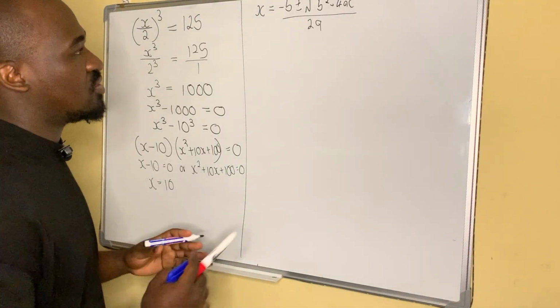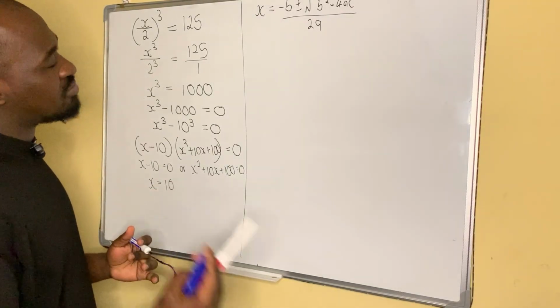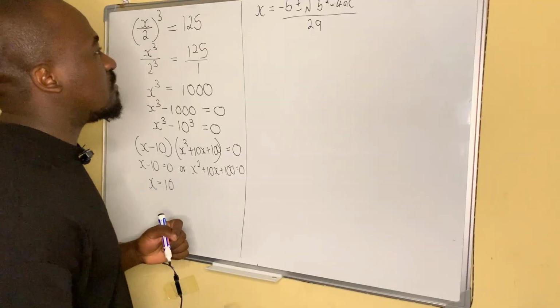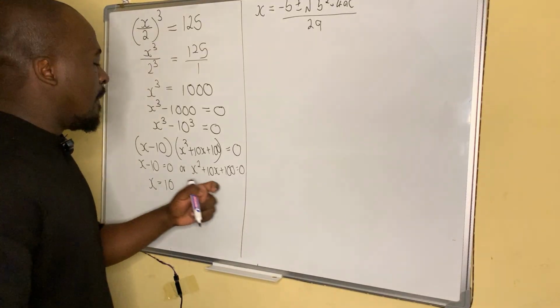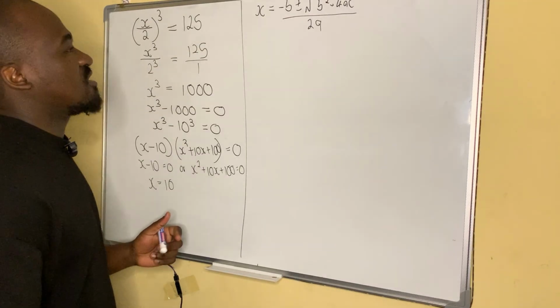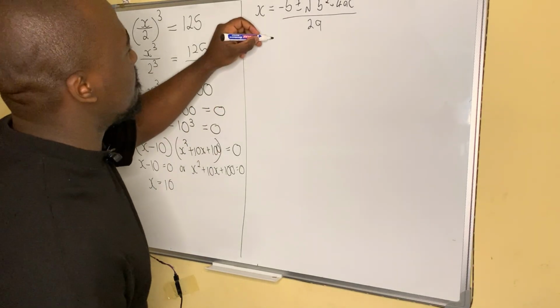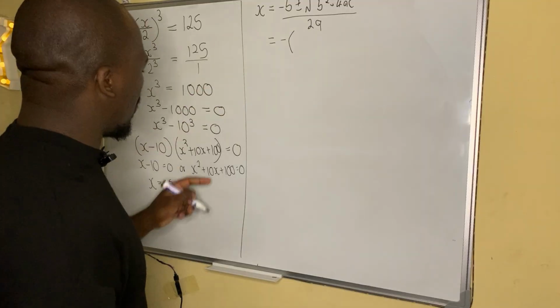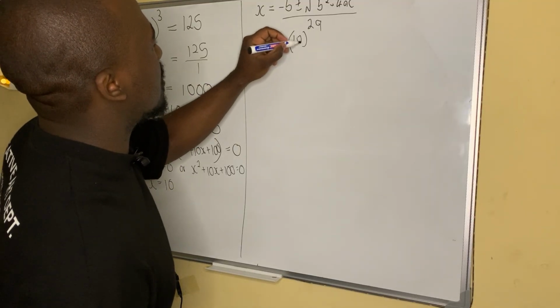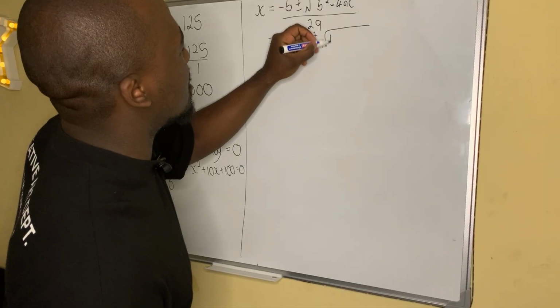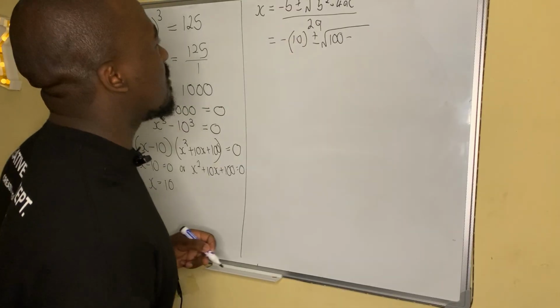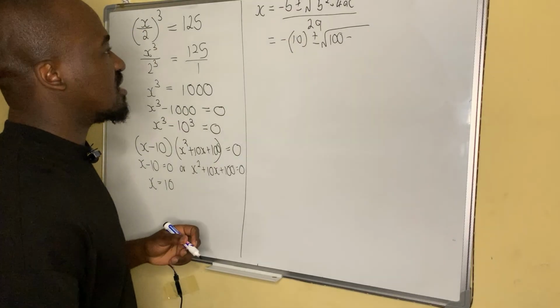Do not think we are complicating it. We are not. It will help somewhere if you break it down in this manner. Now this is x squared plus 10x plus 100. So our b is 10, plus minus square root of 10 squared is 100 minus 4 times 100, it's 400.